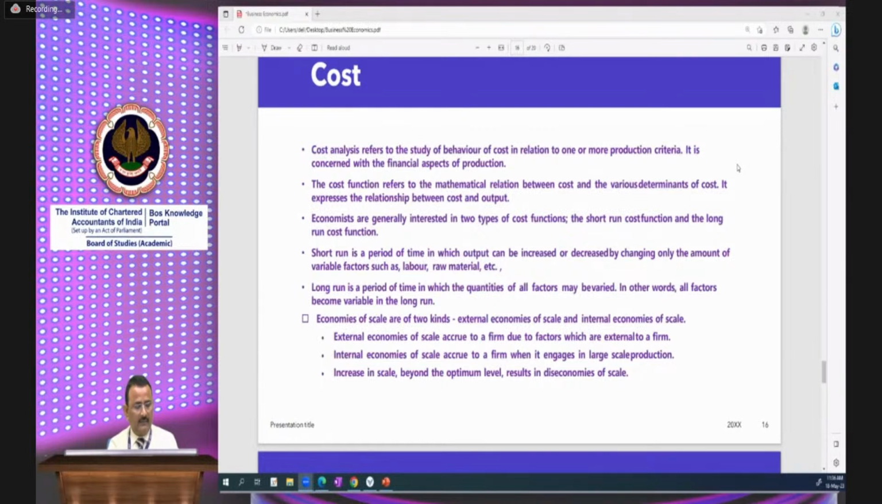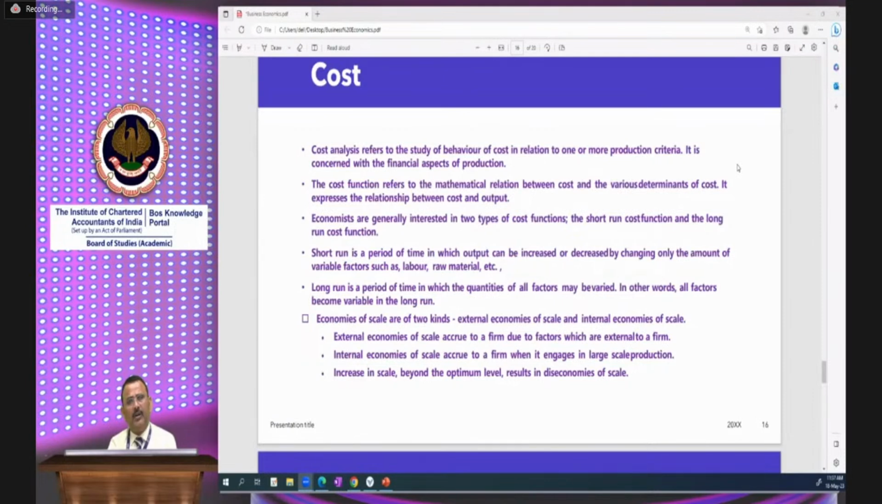Economies of scale. Now, economies of scale are of two types: external economies of scale and internal economies of scale. External economies of scale accrue to a firm due to factors which are external to the firm, while internal economies of scale accrue to a firm when it engages in large scale production. That means you have to economize on the inputs that you are putting in for producing the output when you are engaging in large scale production, so you minimize the wastage.